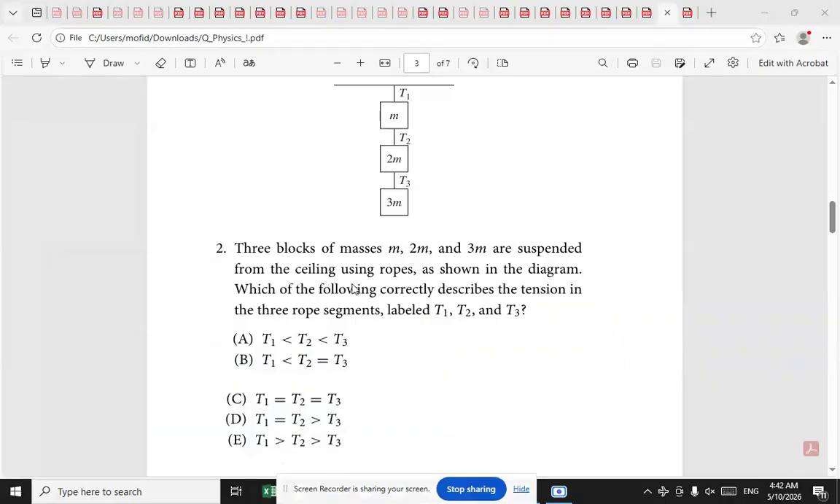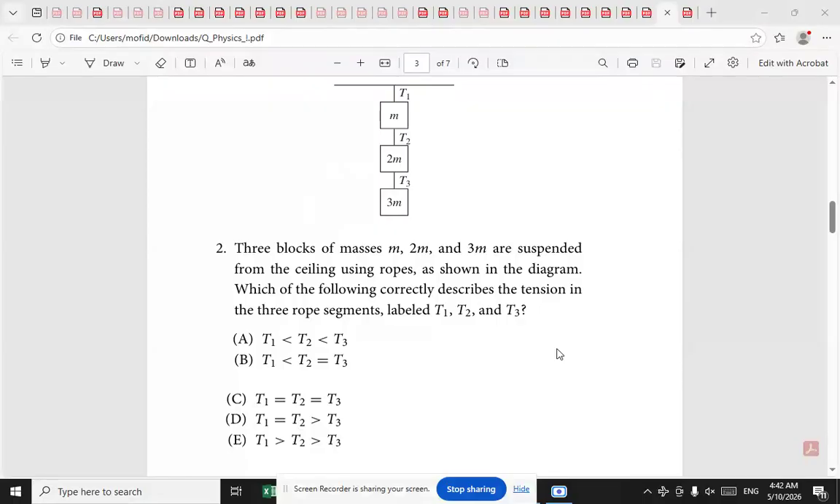Today I want you to solve this question, which is related to Newton's laws. We have three blocks of masses m1, 2m, 3m suspended from the ceiling using ropes as shown in the diagram. Which of the following correctly describes the tension in the three rope segments labeled T1, T2, T3? Here we want to calculate how much tension each carries and which one is much bigger than the others, or whether all of them carry the same tension.